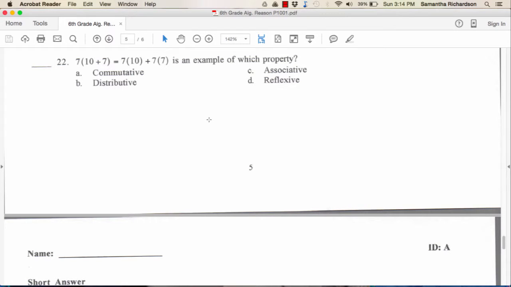Question 22. 7 parentheses 10 plus 7 close parentheses equals 7 parentheses 10 close parentheses plus 7 parentheses 7 close parentheses is an example of which property? A. Commutative, B. Distributive, C. Associative, D. Reflexive.